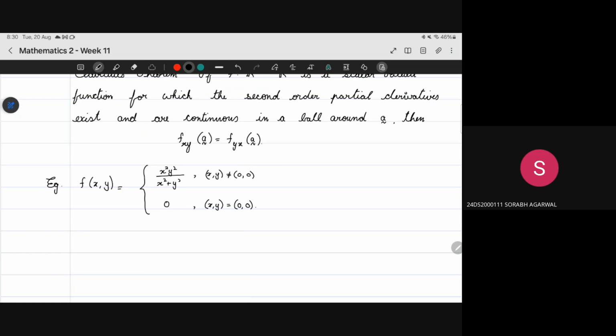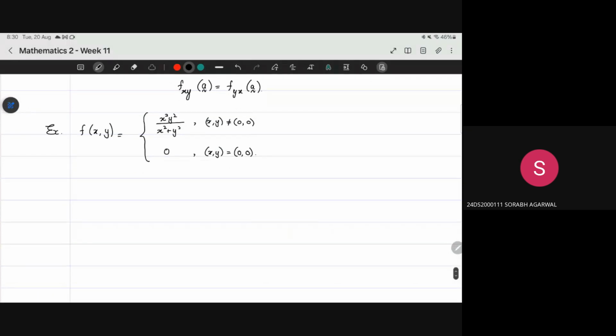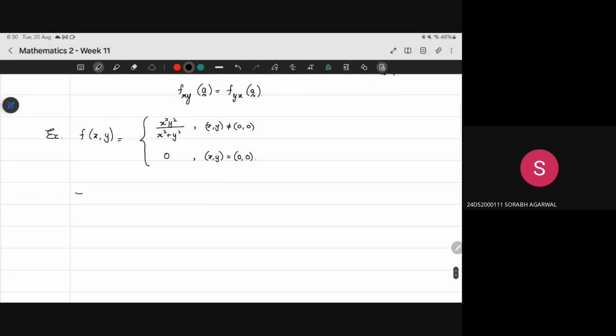I think this is the function. For now, let me leave it as an exercise. Maybe towards the end of the session, if there is time, we'll revisit this. Check that.